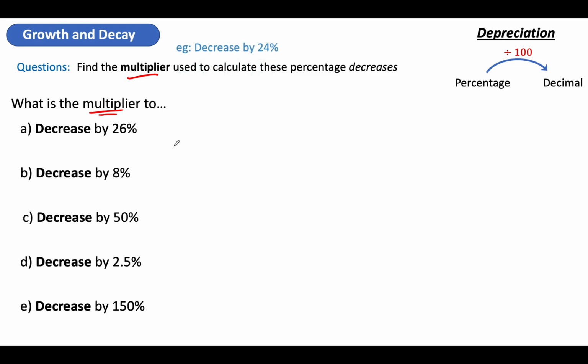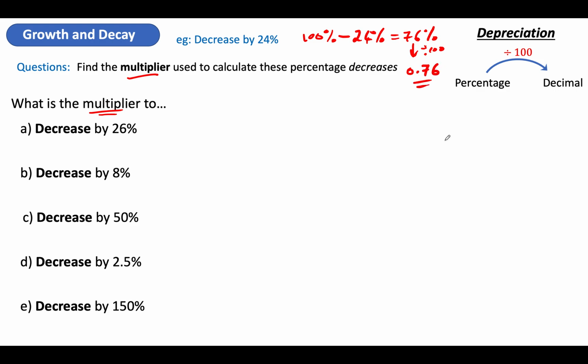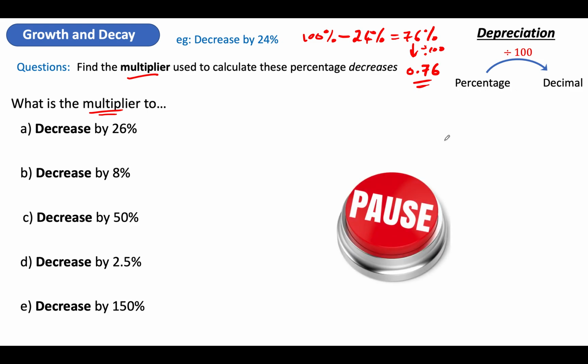So for example, if I was reducing by 24%, I would start with 100%. I would take off the percentage I want. And then I would be left with 76% in this case. And turn it into a decimal by dividing by 100, which is 0.76. All right, that's the sort of thing that we're talking about. So press pause on the video. Find those multipliers, please, and then unpause when you're done.